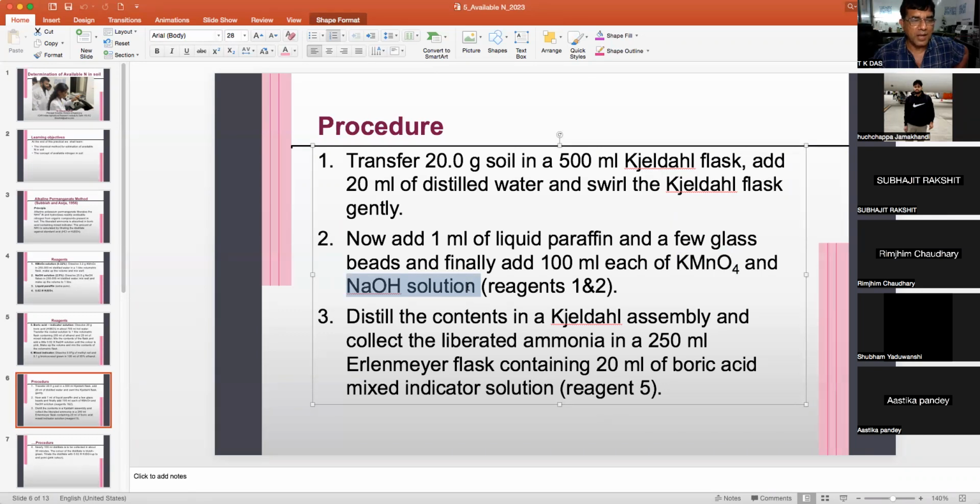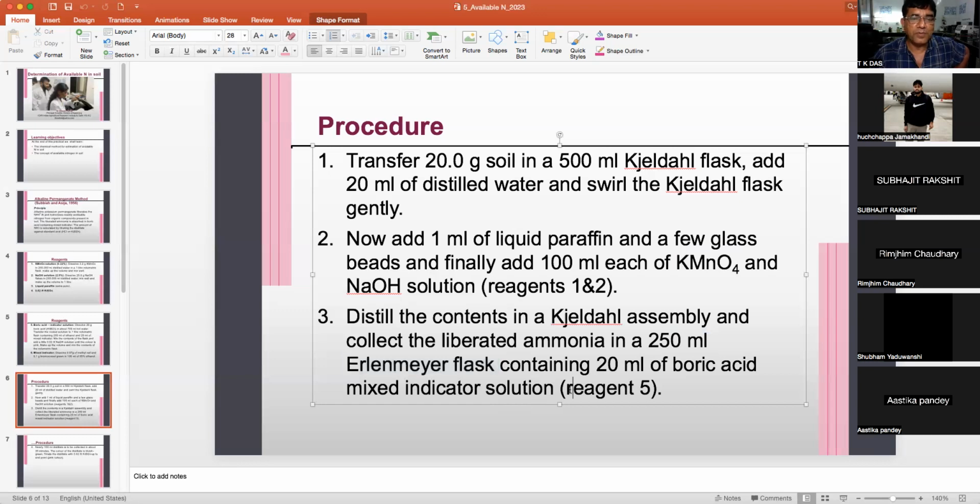So this is how you are extracting the nitrogen by KMnO4. Distill the content as you have done in the case of total nitrogen. There is no difference. Distill the content in the Kjeldahl assembly and collect the liberated ammonia in a 250 ml Erlenmeyer flask. The normal conical flask is called an Erlenmeyer flask, after the person who made it. It contains 20 ml of boric acid mixed indicator solution, reagent 5.